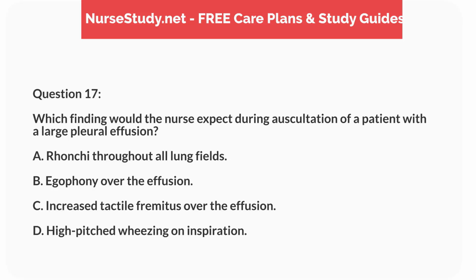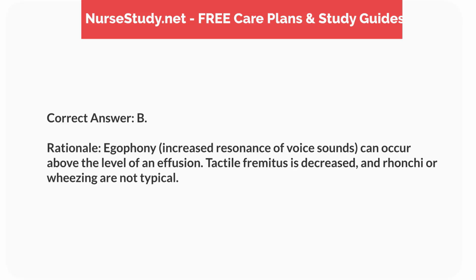Question 17. Which finding would the nurse expect during auscultation of a patient with a large pleural effusion? A. Rhonchi throughout all lung fields. B. Egophony over the effusion. C. Increased tactile fremitus over the effusion. D. High-pitched wheezing on inspiration. Correct answer, B. Rationale: egophony, increased resonance of voice sounds, can occur above the level of an effusion. Tactile fremitus is decreased, and rhonchi or wheezing are not typical.